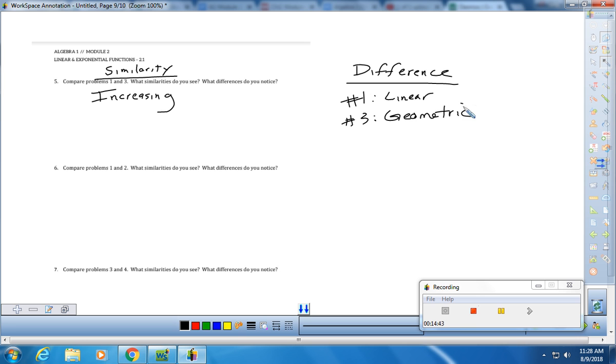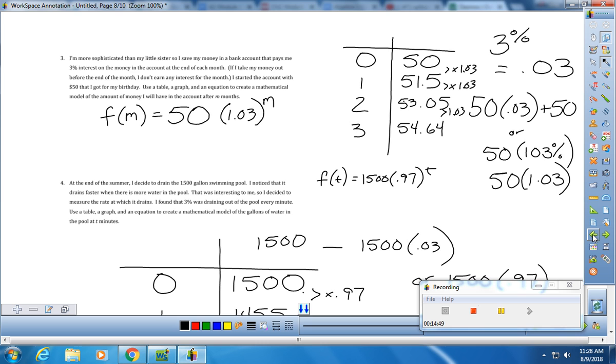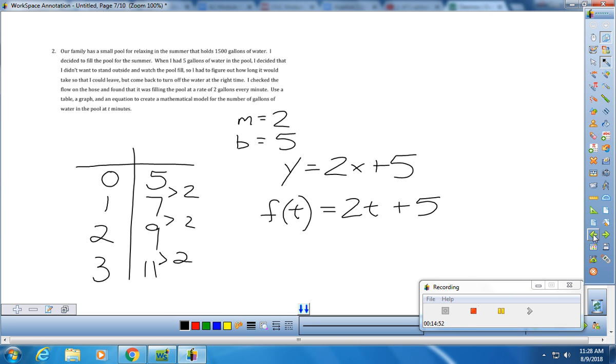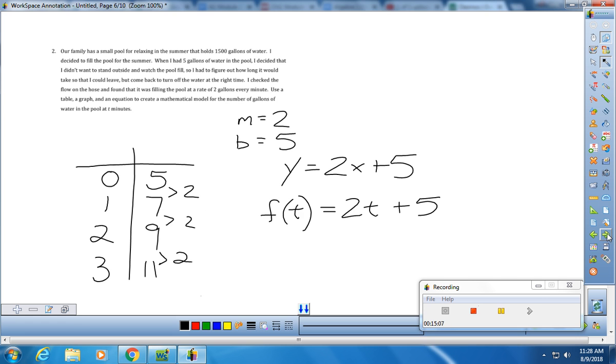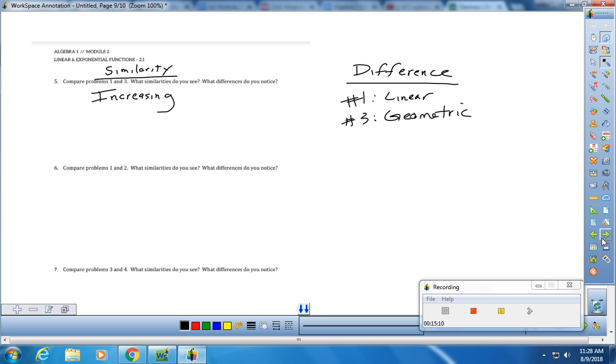Okay? The differences and similarities between number 1 and 2. Well, number 1 was increasing. Number 2 was decreasing. Now number 2 is also increasing. They're pretty similar. They just had a different y-intercept and a different slope. So the similarities: both were increasing, both were linear. The differences were that the slope and the y-intercept were different.